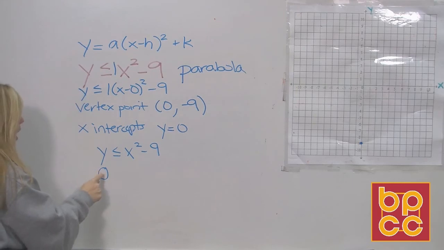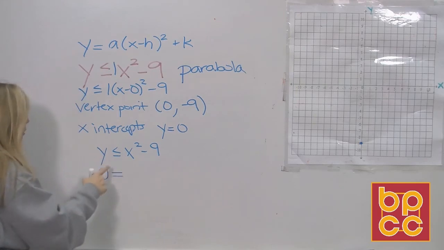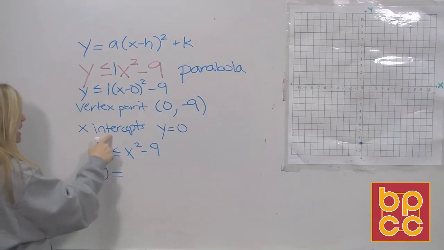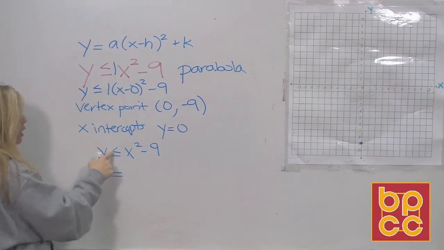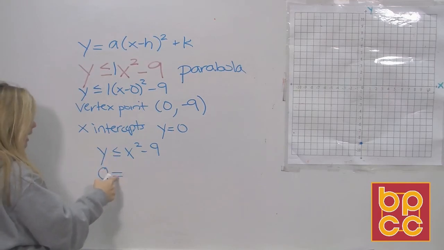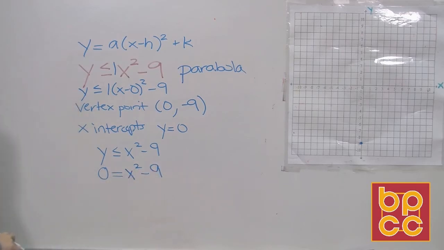When you say y is 0, that means y is equal to 0. It can't be less than 0. So when you actually find the x-intercepts, even though there's a less than symbol here, ignore it. When you say y is 0, it means equals 0. And now you have to solve that equation.